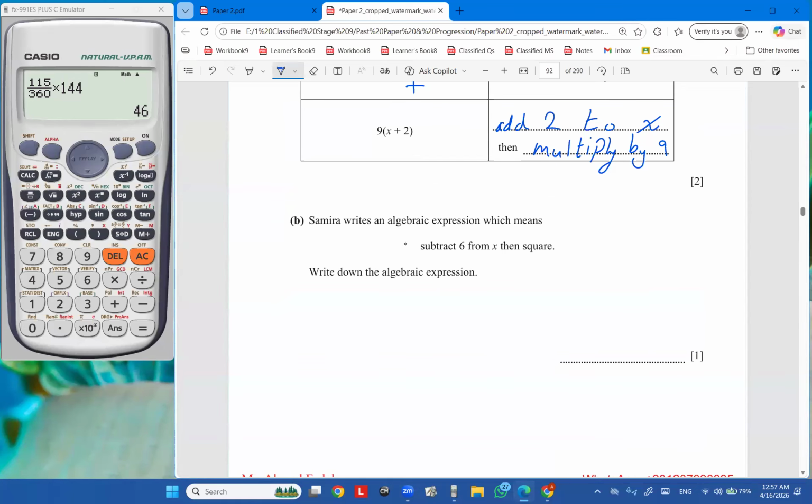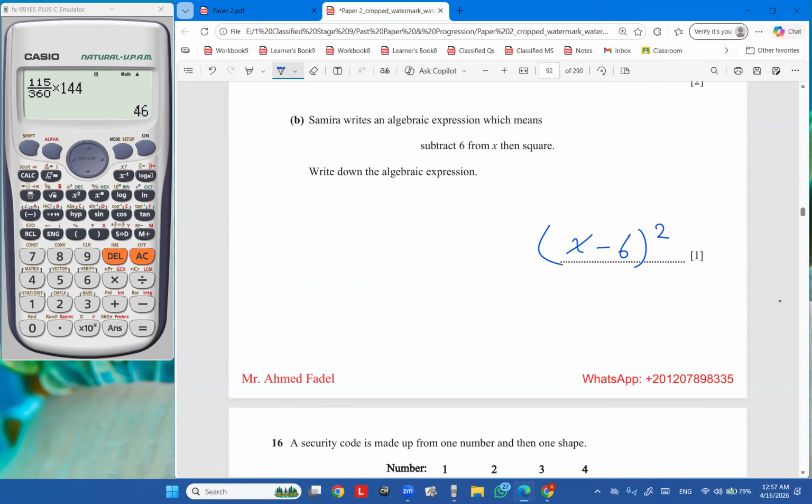Samira writes an algebraic expression, which means subtract 6 from x, then square. So do not say 6 minus x. No, you're subtracting the 6 from the x, so it is x minus 6. This is what we mean by subtract 6. So it is x minus 6, and then you square it. This is the algebraic expression that they are requesting.